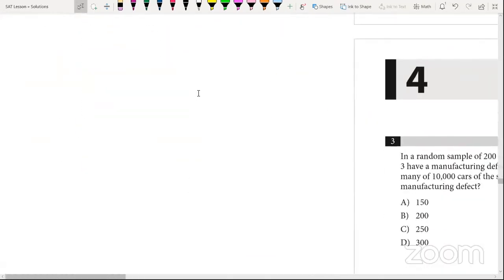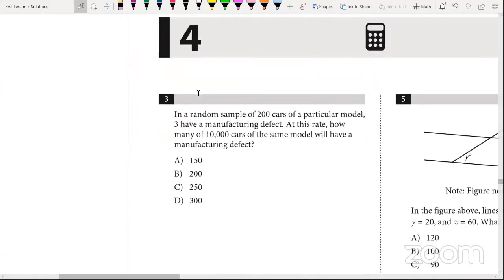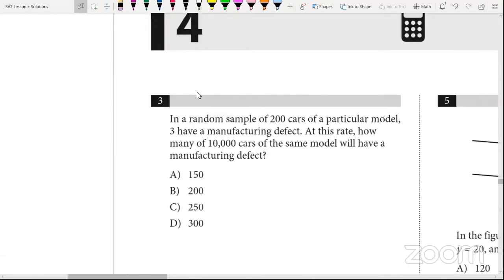Going over to 3. A random sample of 200 cars of a particular model, 3 have a defect. At this rate, how many of the same model will have a manufacturing defect? So once again, 2 questions on this, and we just started. The sound of a proportion is what we're seeing here.